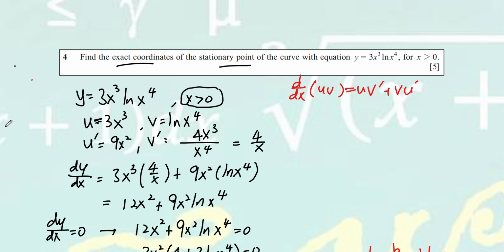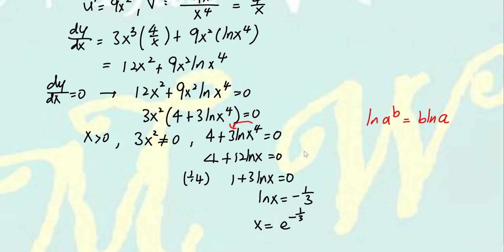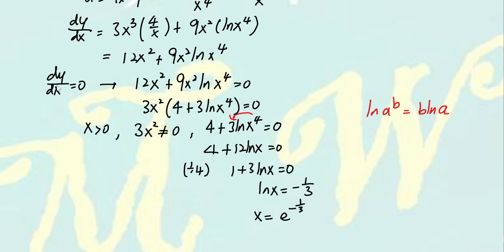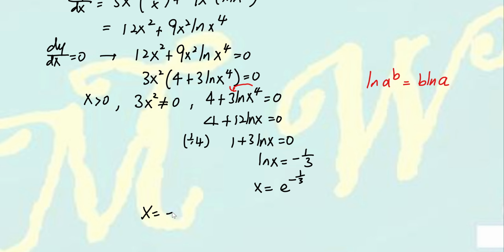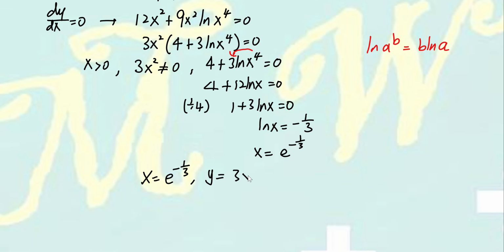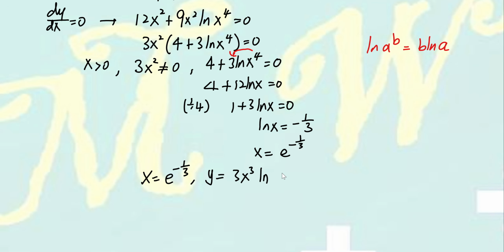And then the question is asking for exact coordinates. So now for my exact x, to eliminate the ln, take e on both sides. So it will be e to the power of negative 1 over 3. Okay, and now get the y. So for the y, just substitute into the curve equation. So your y is 3x cubed ln x to the power of 4. So now replace.